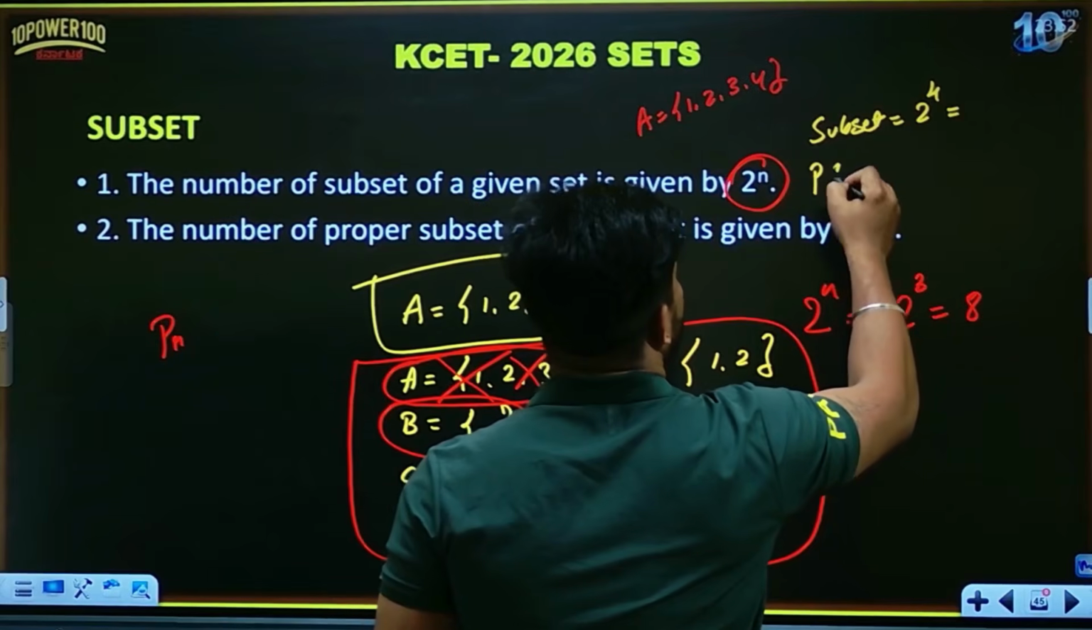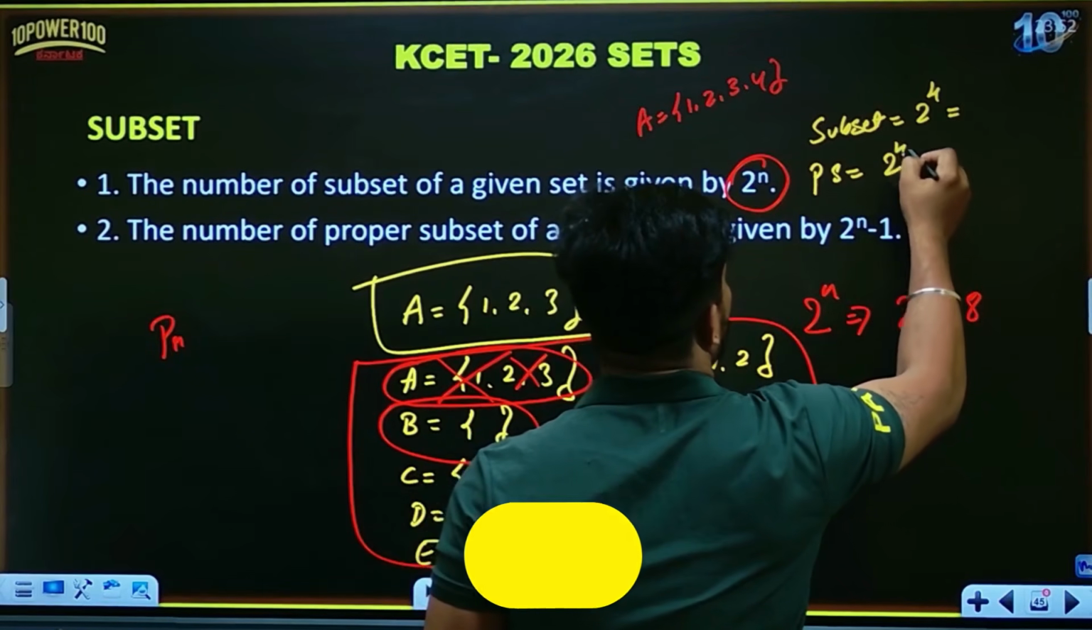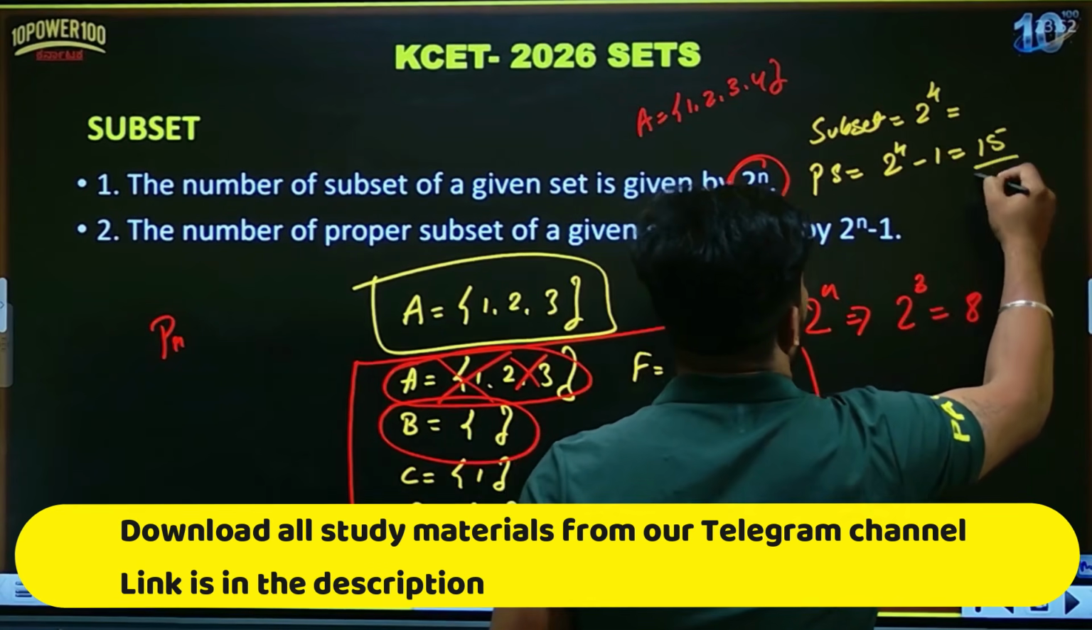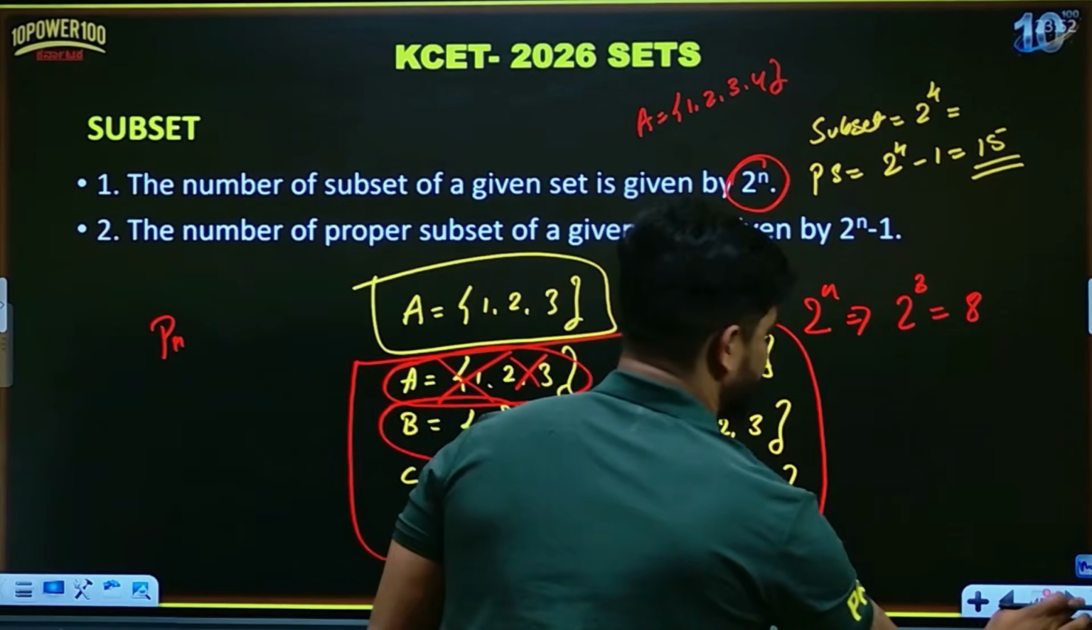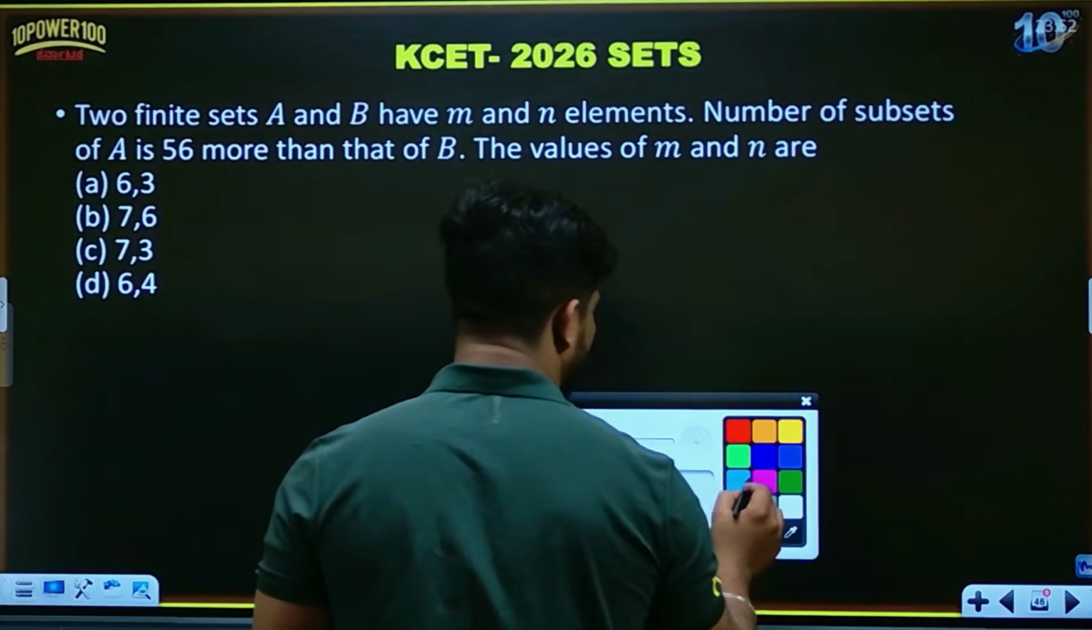Next, the number of proper subsets is actually 2 to the power 4 minus 1, that is 15. So this is the answer, 15 is the answer. Okay. Next. Now there is one question based on subsets itself.